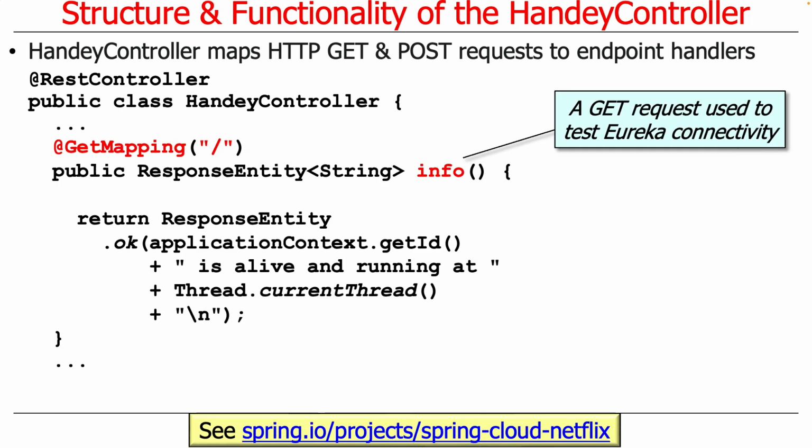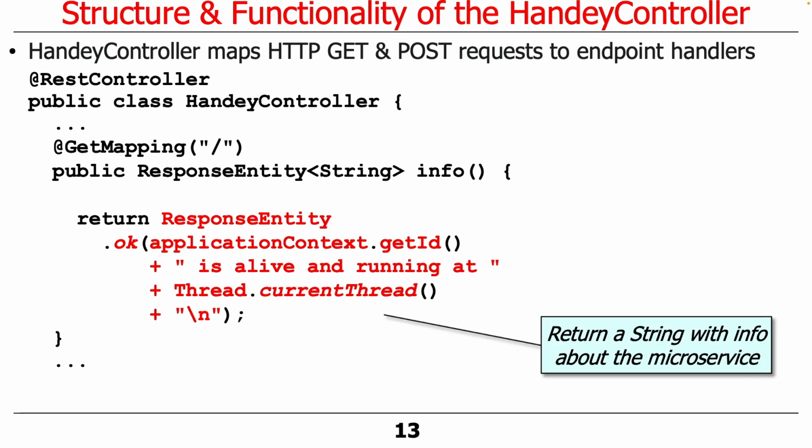So this is all just good old Spring dependency injection. This method here is a GET method, which maps to anything that just goes to this microservice without designating any further route name. And this method is going to be used by Eureka to test connectivity. Is this microservice really up and running? For Eureka to know that, it sends a request, and it will end up calling the info method. That then turns around and returns a string with information about the microservice. In this case, it just says what the microservice ID is, that it's alive, and what thread it's running on. That's just for diagnostic purposes.